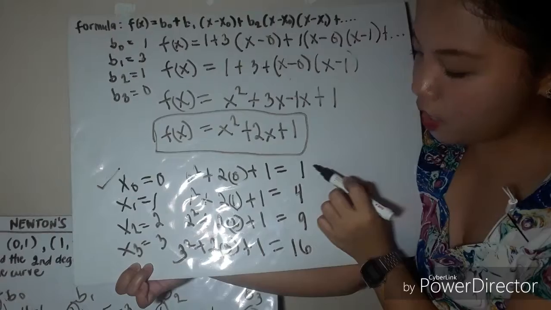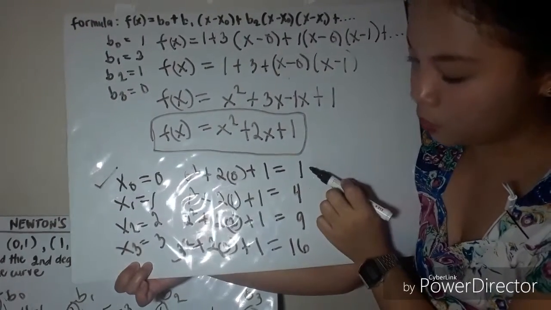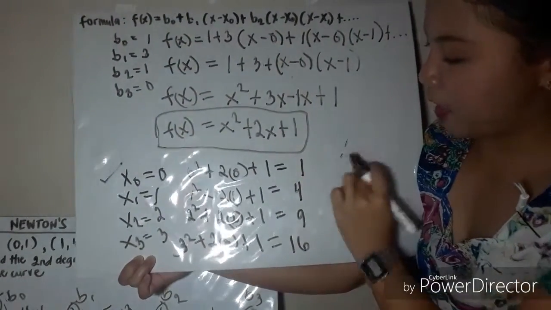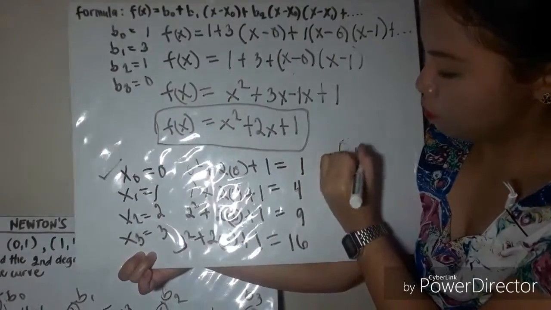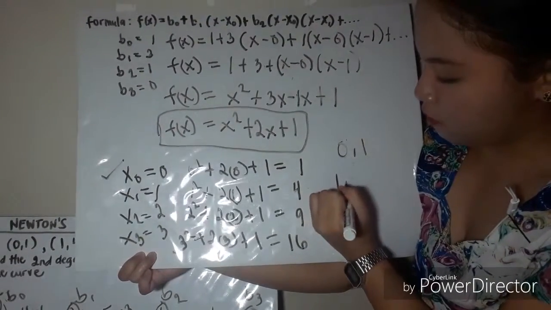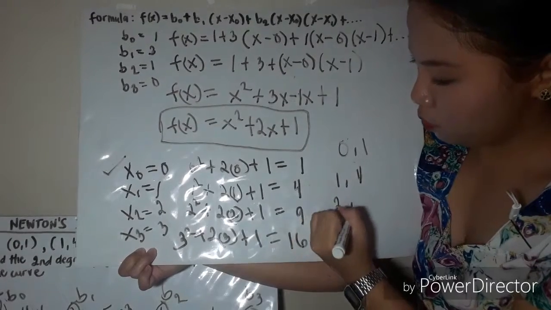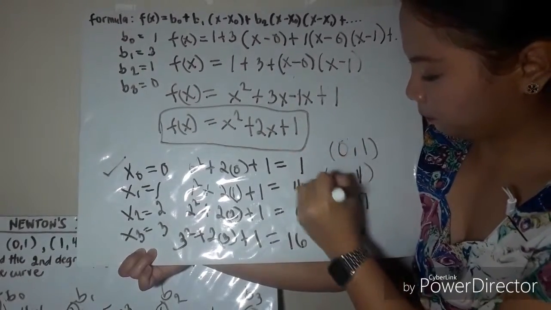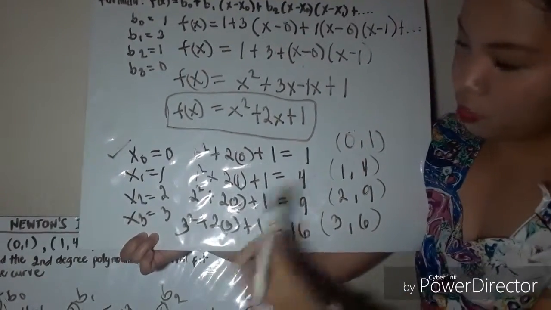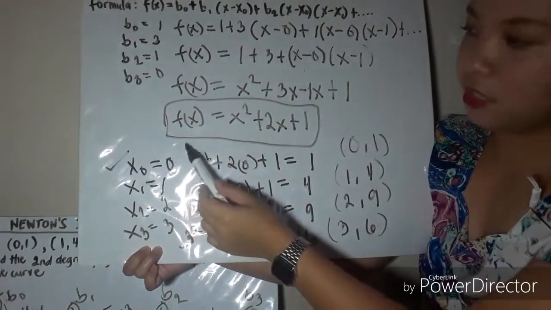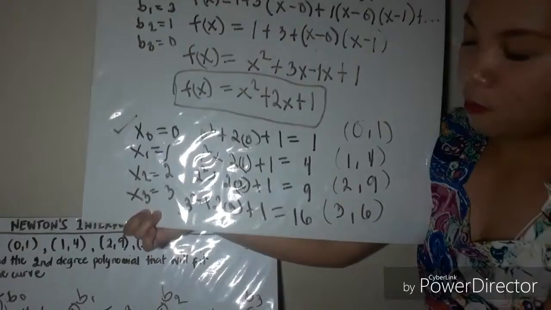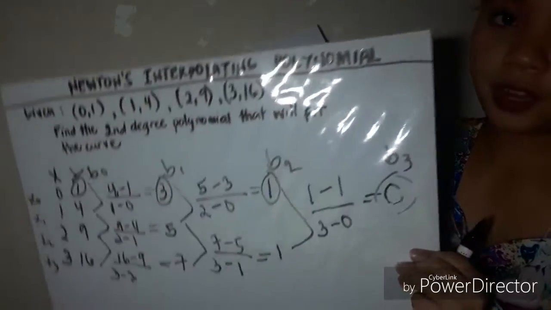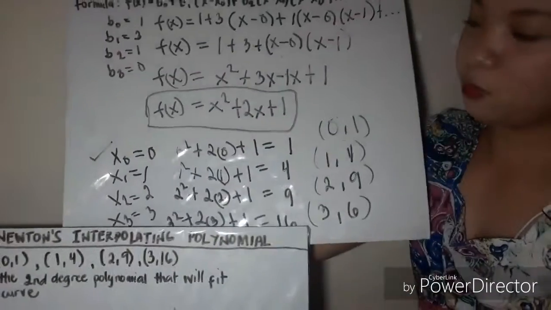So this is our y sub 0, y sub 1, y sub 2, y sub 3. We get the right answer, which is (0, 1), (1, 4), (2, 9), and (3, 16). So we checked that it is right. Our function is x squared plus 2x plus 1 because we get the points that are given in our example. So that's it.